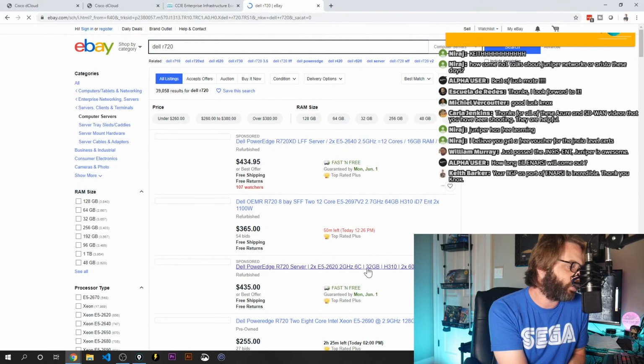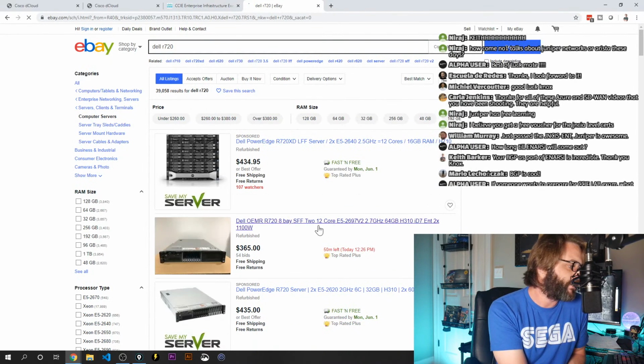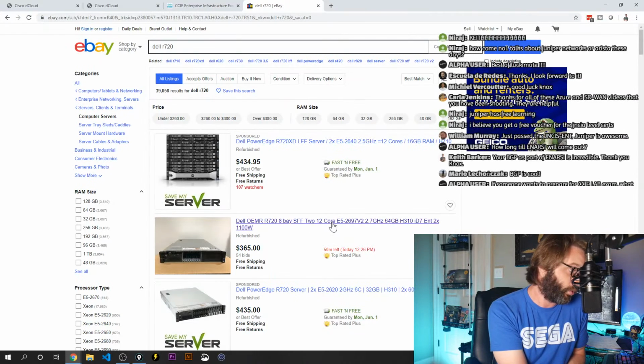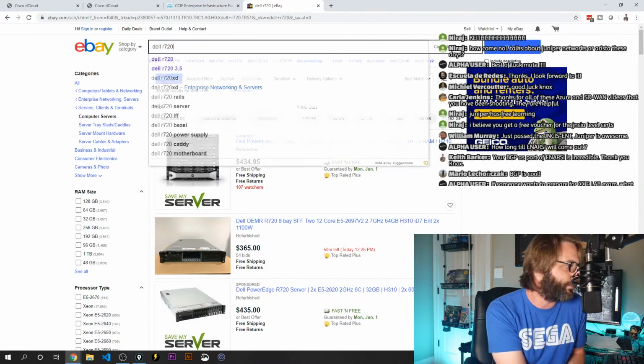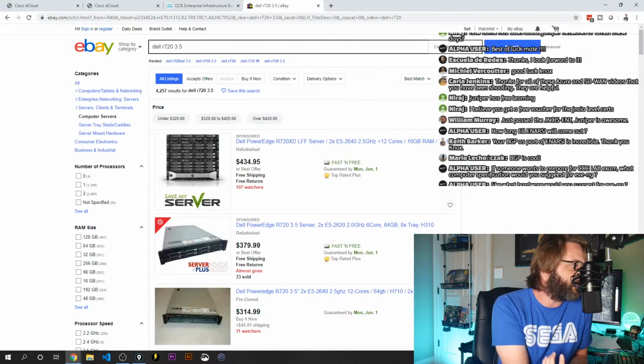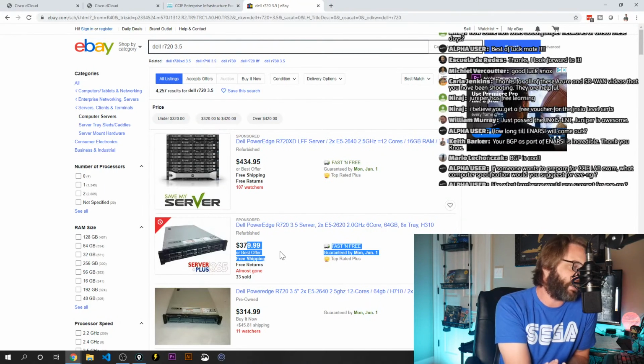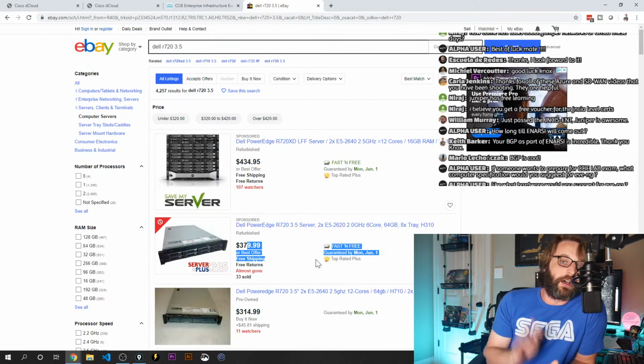Yeah, so here's two 6-core processors, 32 gigs of RAM. Here's a 64 gig of RAM. 12 cores, is that what that says? That's cool. So that's a hoss of a server right there for 365. But see, it's got these 2.5-inch bays, and that makes it really, really complicated to use. Or, you'd have to use SAS drives, which are really expensive. I like to search for Dell R720 3.5. Look at this right here. Here's a 3.5-inch bay server, two 6-core processors, 64 gigs. That's it. That's what I would buy right there if I had the space for a server.